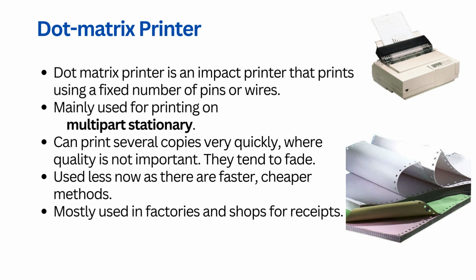Okay, the dot matrix printer. Dot matrix printers are also called impact printers because they print by impacting the paper using a fixed number of pins or wires. Typically, the pins or wires are arranged in one or several vertical columns, and these pins strike an ink coated ribbon and force contact between the ribbon and the paper so that each pin makes a small dot on the paper. These dot matrix printers are mainly used for printing on multi-part stationery.